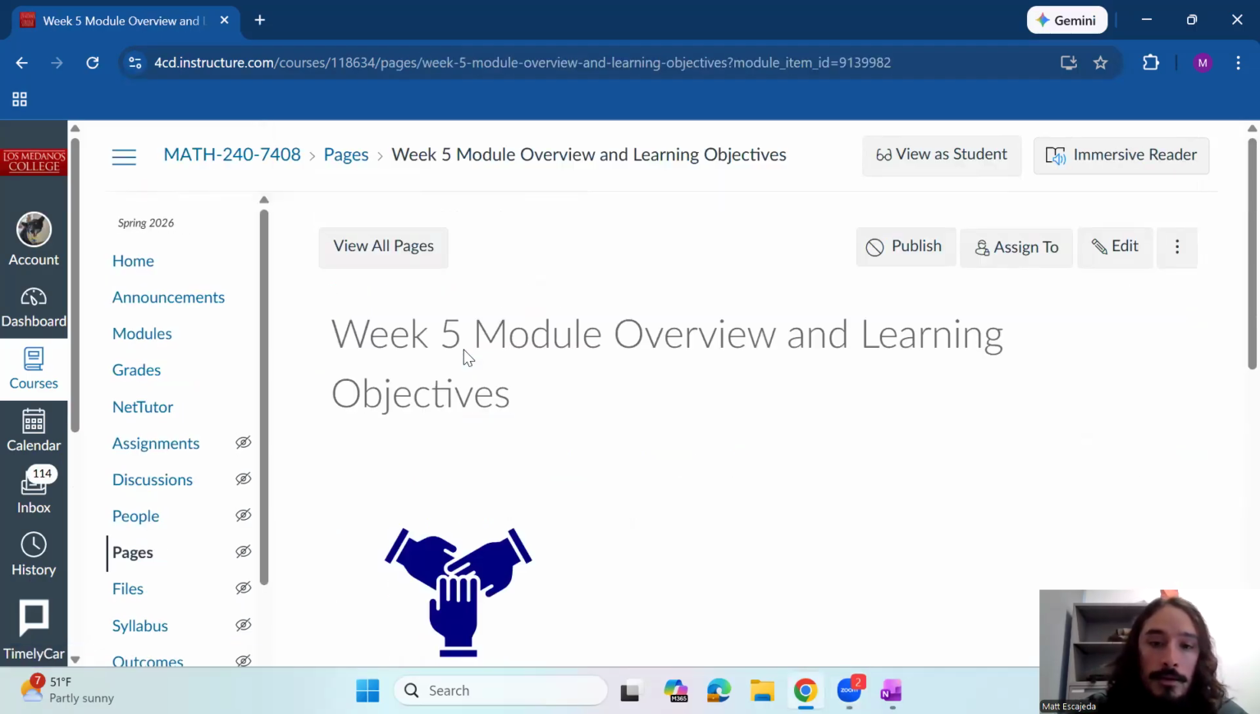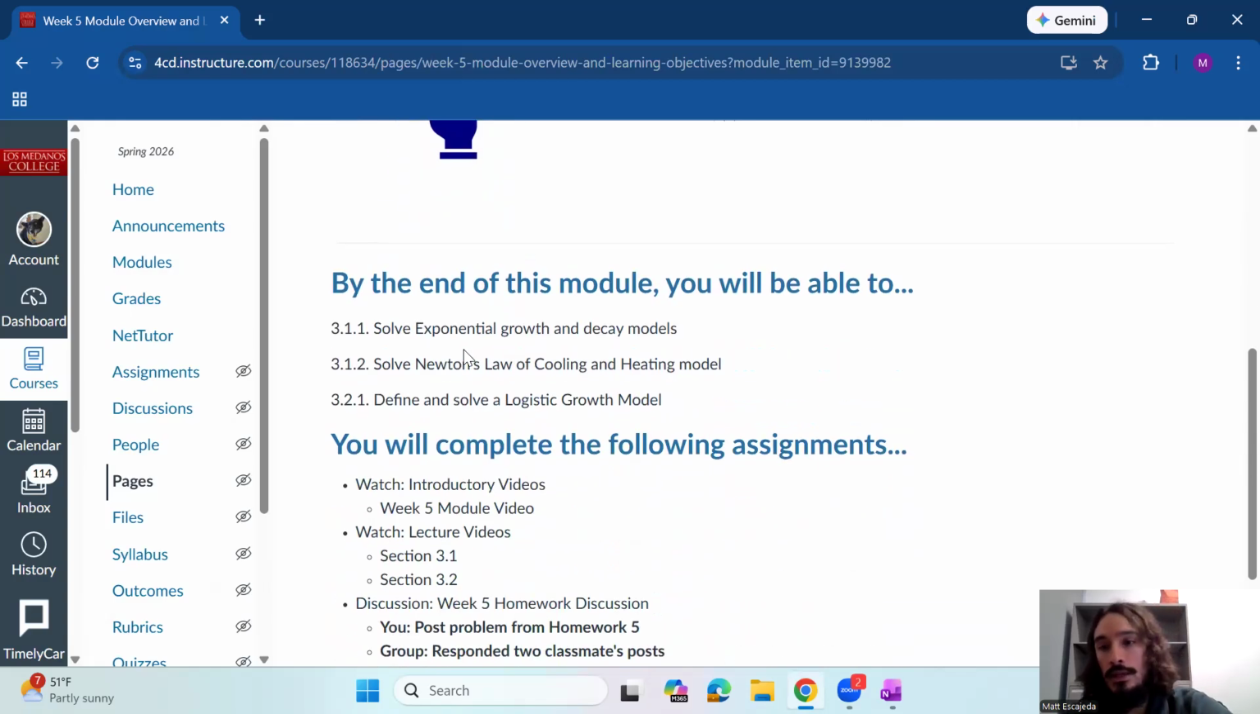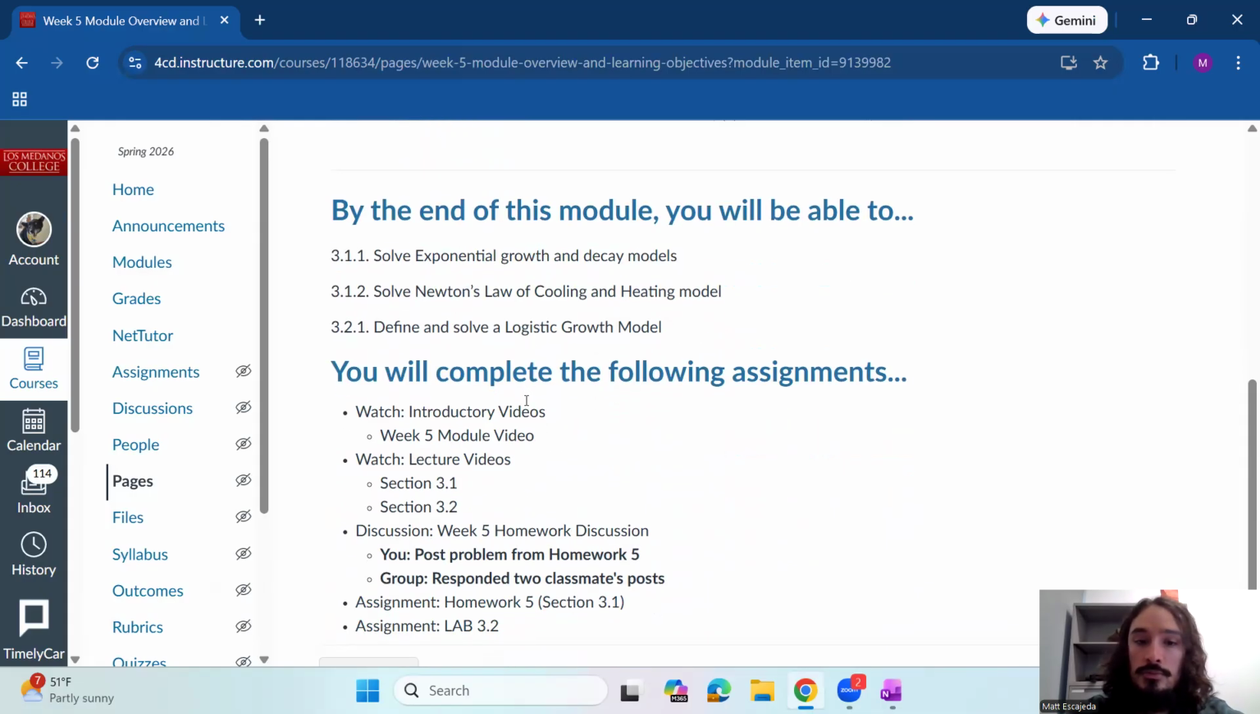So, week 5 module, learning objectives and overview. We really are going to look at two sections here, two objectives, looking at linear models and nonlinear models. So we're going to look at two types of linear models, exponential growth and decay models, and Newton's law of cooling and heating model. And then we'll wrap it up with a logistic growth model, which is a nonlinear mathematical model. So those are the main two concepts for this week.